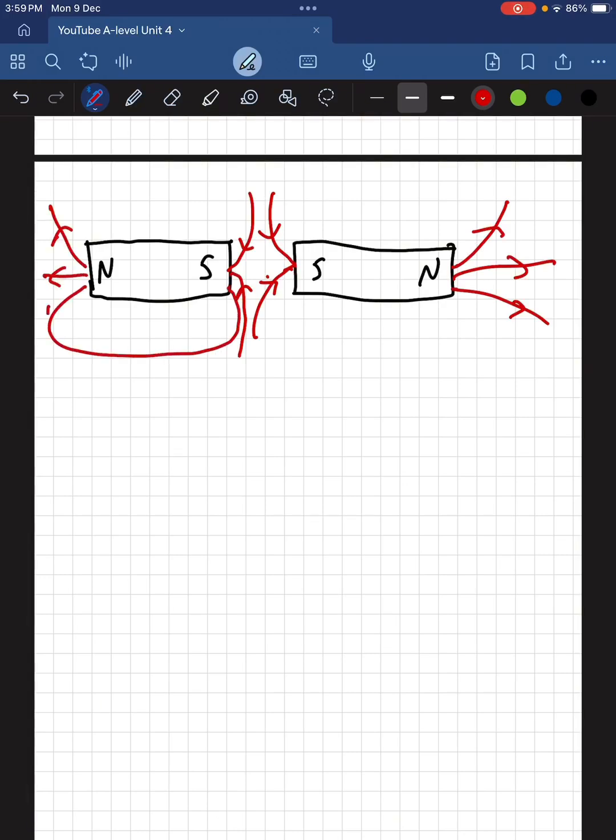Maybe they come like that, okay? But the concept here is that at this point we have repulsion, because magnetic field lines do interact with each other if we have two magnets. And if we have south poles or north poles across each other, we get repulsion.